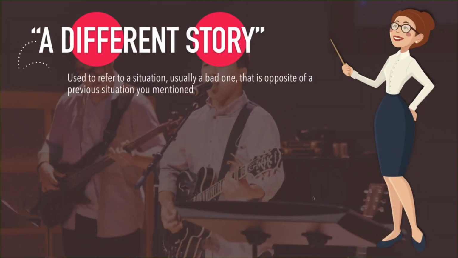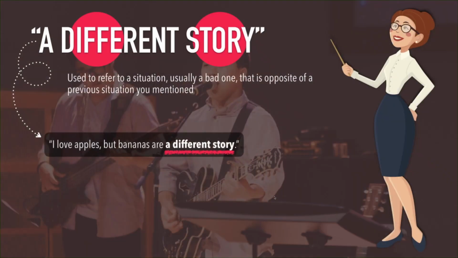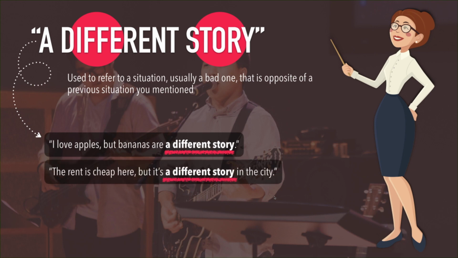Make sense? So we use the expression a different story when, once again, we're referring to a situation that is usually bad or opposite of another situation, okay? So let's look at some more example sentences. Here we go. First, we have this one. I love apples, but bananas are a different story. Again, you can guess, she likes apples, but she doesn't like bananas. And again, just by using this expression, you were able to understand that, right? Okay, here we go. Next, we have the rent is cheap here, but it's a different story in the city.